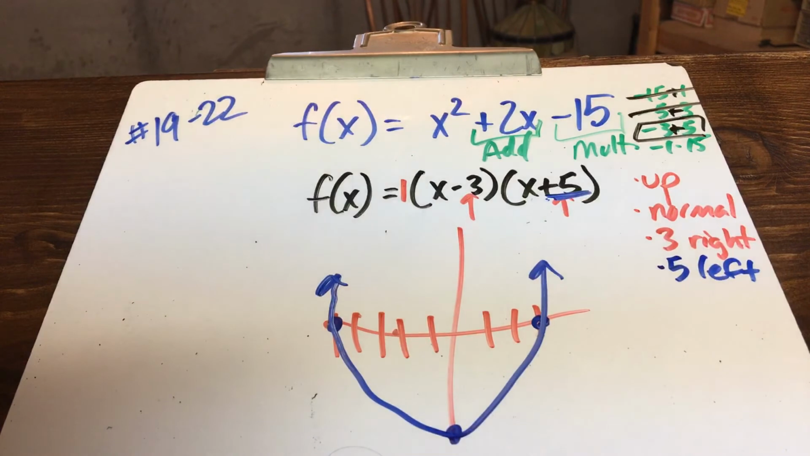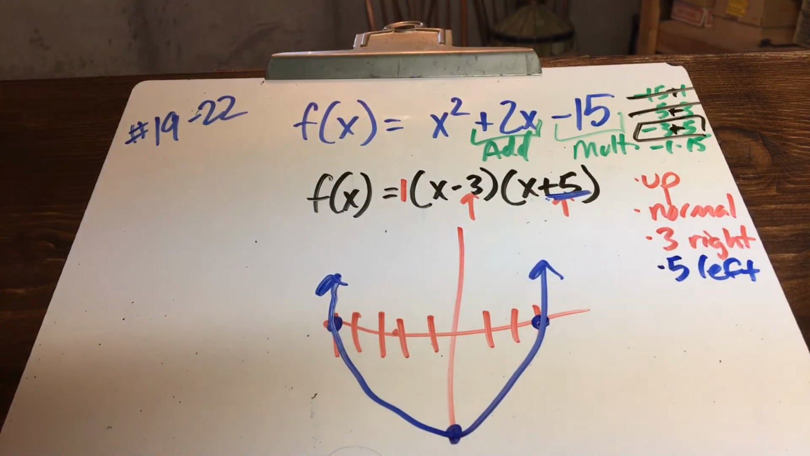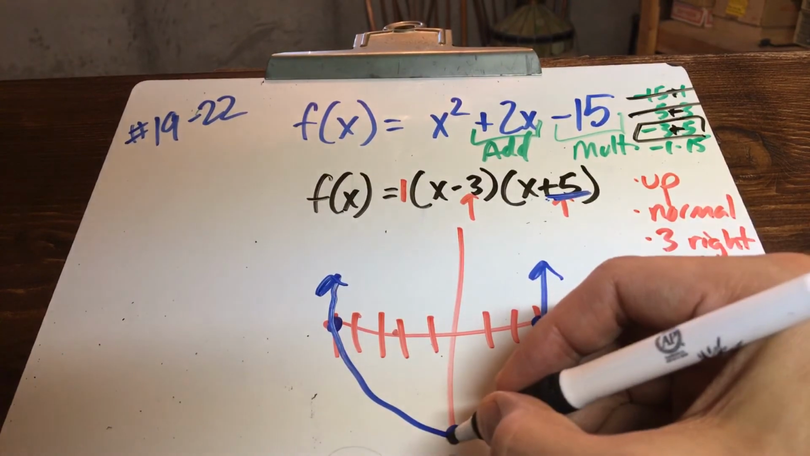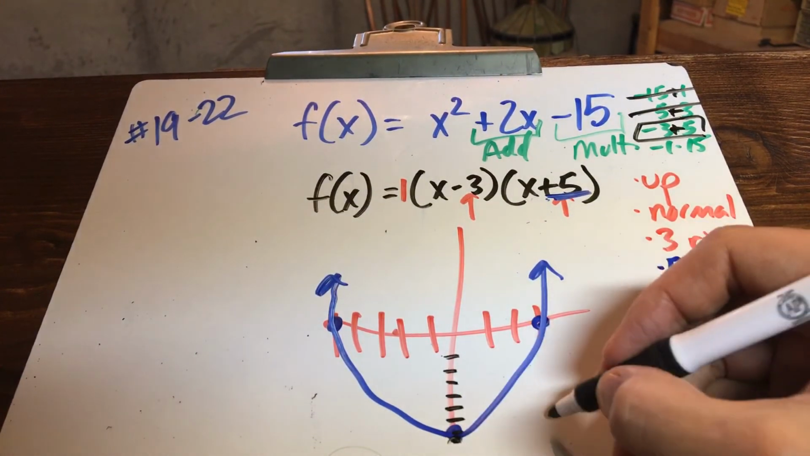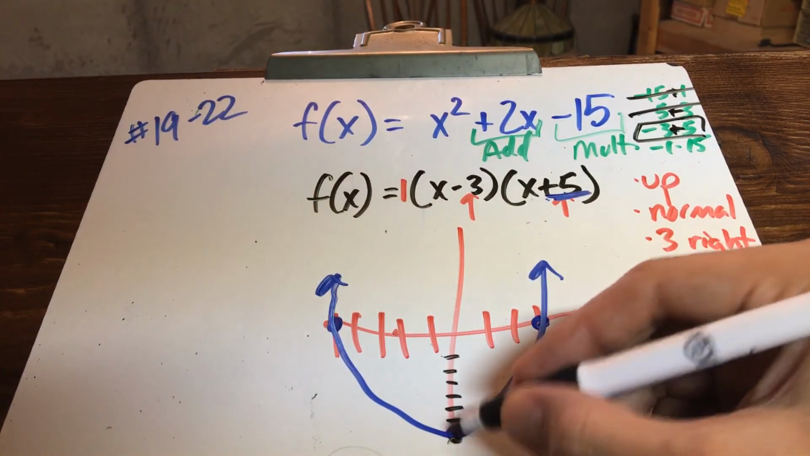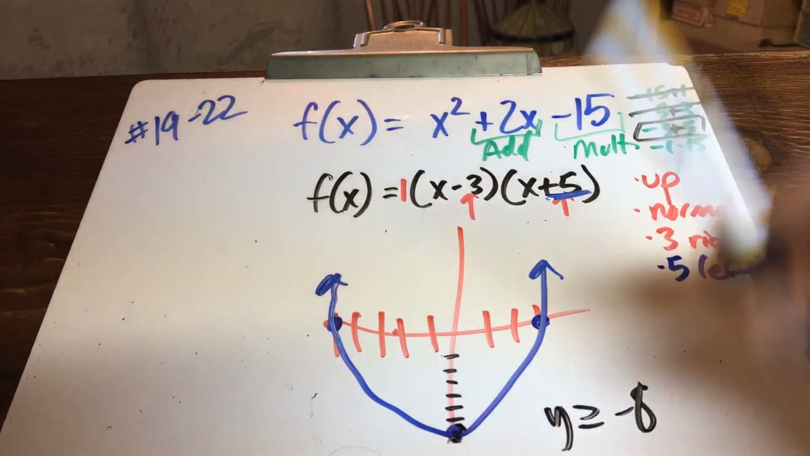And there you go. The domain and the range should be pretty obvious. The domain is always going to be all real numbers. The range is going to be whatever this point is. I just freehanded it. But you would count down to wherever this point is, then it would be y greater than or equal to whatever this number is, negative, who knows.